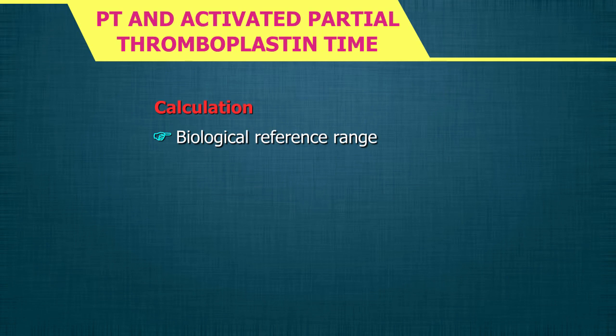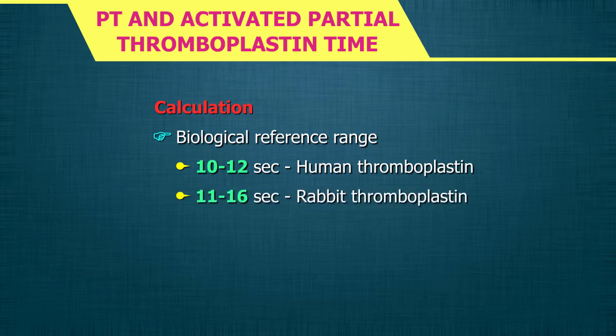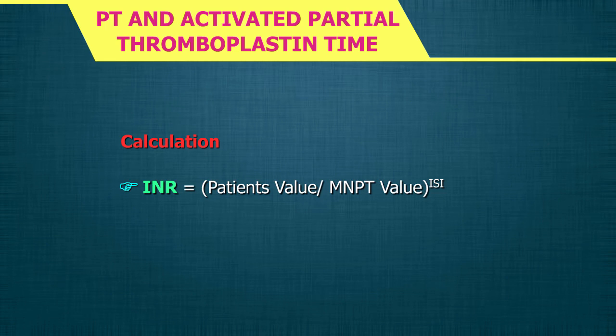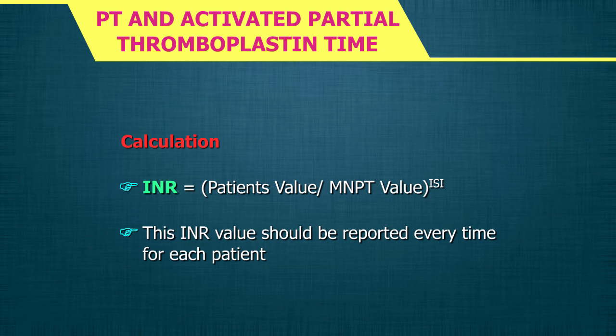The biological reference ranges stated in the literature are generally between 10 to 12 seconds for human thromboplastin and 11 to 16 seconds for rabbit thromboplastin. However, this cannot be used for patient reporting. Every lab is required to calculate the MNPT and the biological reference interval or range as per the above method. Once the MNPT is known, INR can be calculated by this formula. INR is equal to the patient's value divided by the MNPT value, raised to the power of the ISI value. This INR value should be reported every time for each patient.